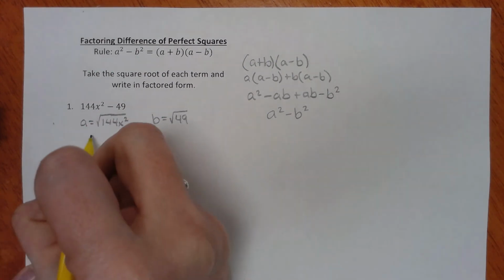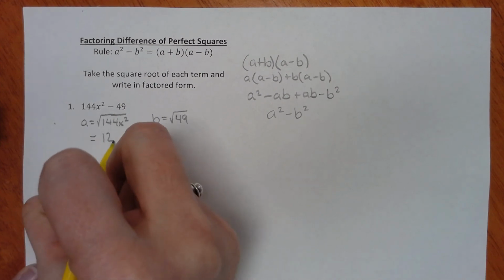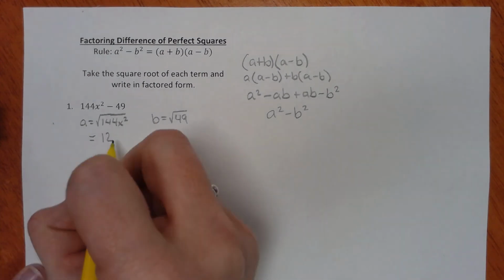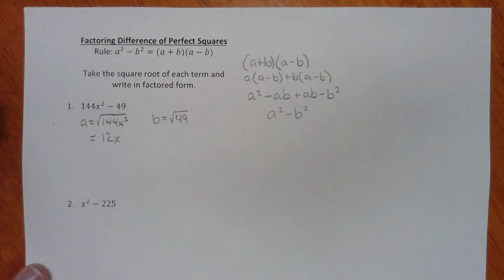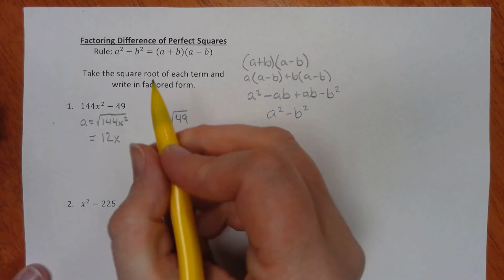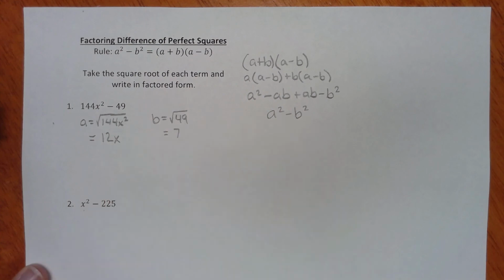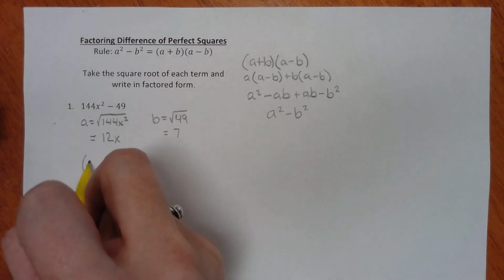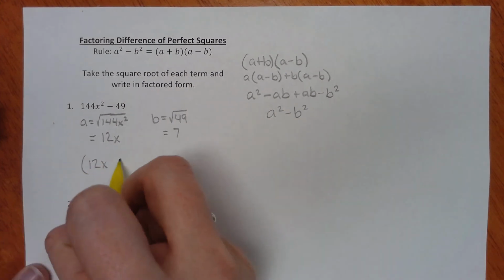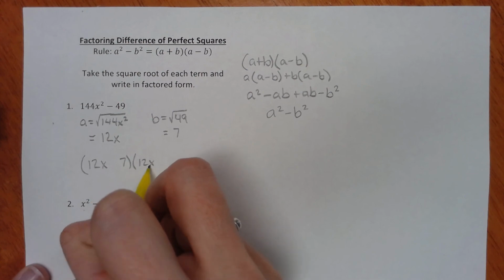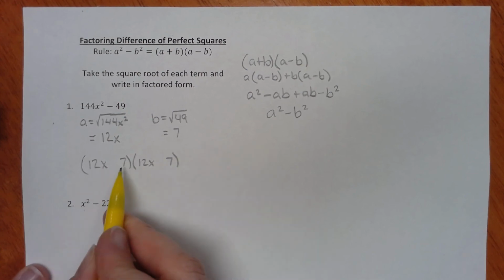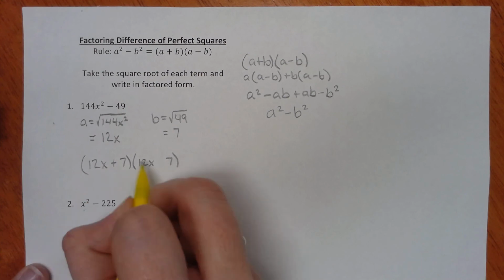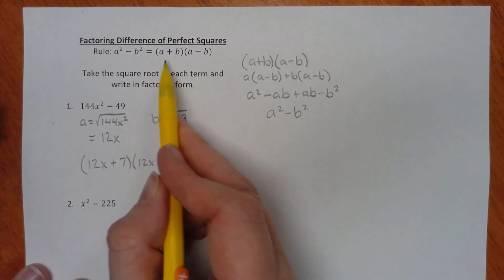So the square root of 144, hopefully you recognize that as a perfect square, is 12. The square root of x squared is just x. If you need to do prime factorization to find the groups of like factors, feel free to do that as well. The square root of 49 is 7. That again is a perfect square. So in order to write it in our factored form, we take our a and b terms, writing them each in our parentheses, where we have a plus and a minus sign as our factored form shows.